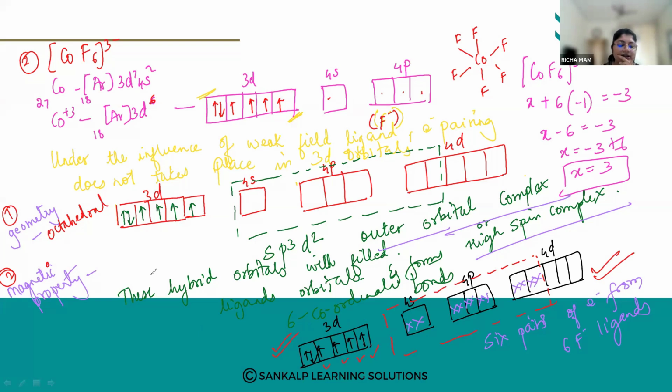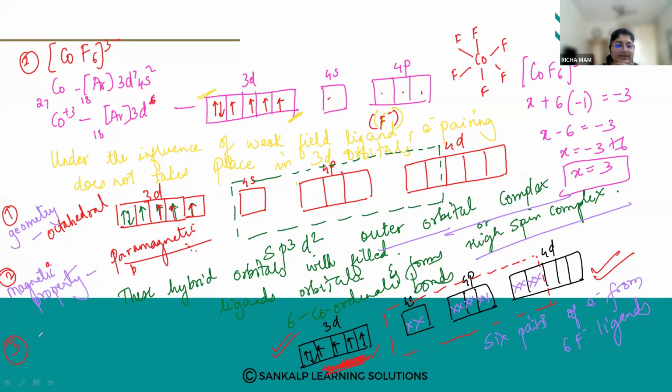Whenever there are unpaired electrons, that is due to the presence of this unpaired orbital. So how many unpaired electrons are there? 4. You can see here 4 unpaired electrons are there. Because of that, it will show paramagnetic behavior. Whenever all the electrons are paired, they will show what? They will show diamagnetic behavior. Whenever the electrons are left singly, then they will show paramagnetic behavior.